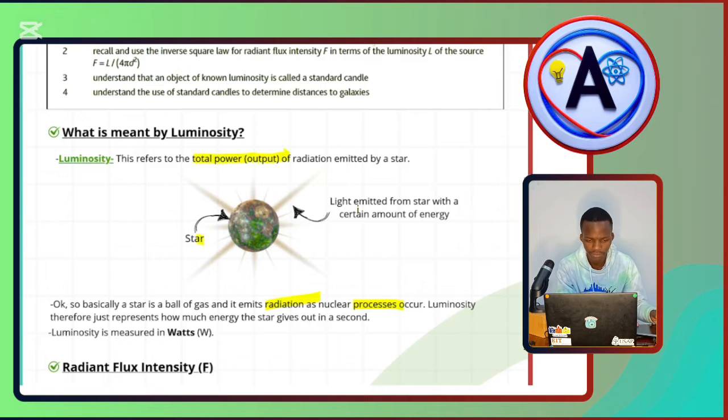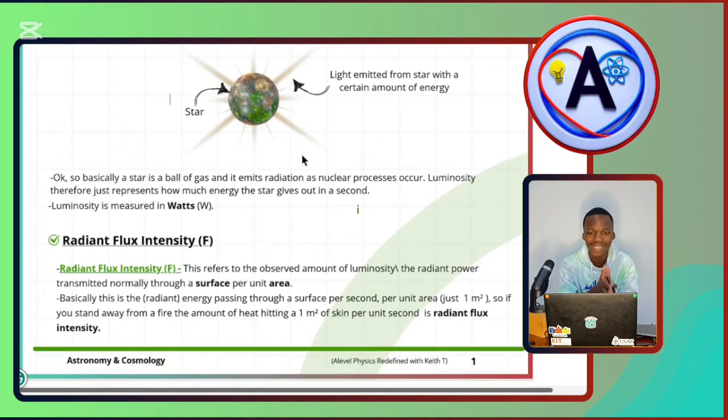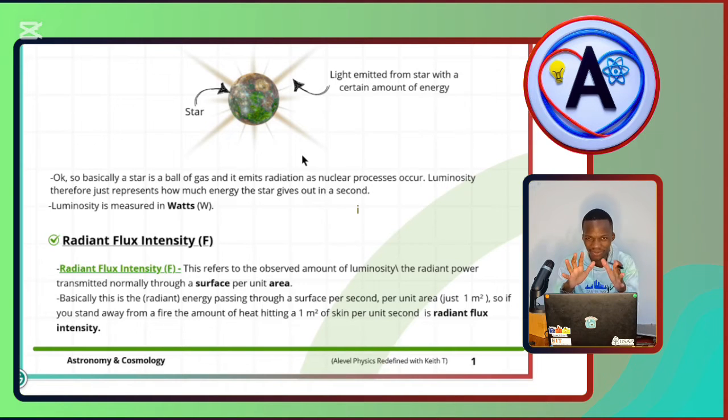So if you have a star like this, it's going to emit light or radiation in multiple different directions. And luminosity is basically trying to understand what is the total radiation that is emitted by that star, right? But if you're an observer, you know that the sun is going to emit some light, but you want to observe it on Earth. So we're going to introduce a concept known as radiant flux intensity. Radiant flux intensity basically refers to the observed luminosity or radiant power that is transmitted through a surface area. I know I said a lot of things. What do I mean by this?